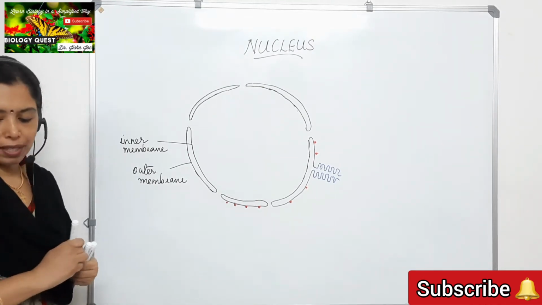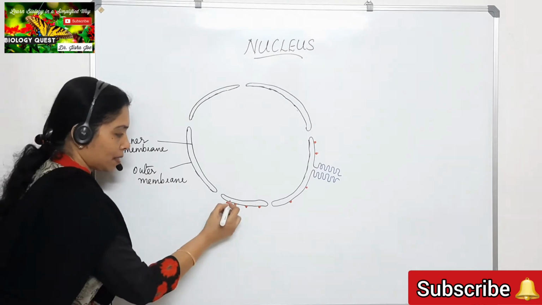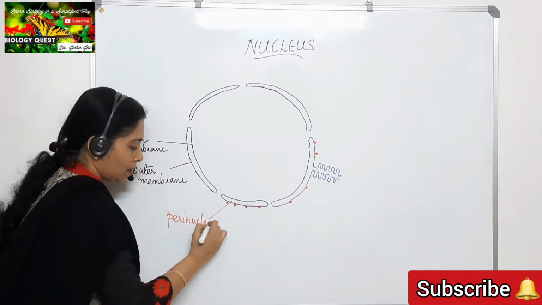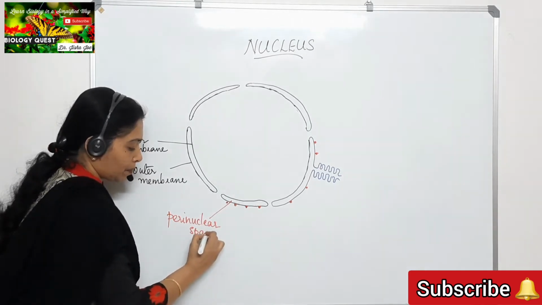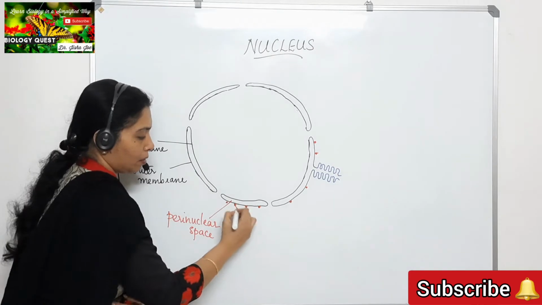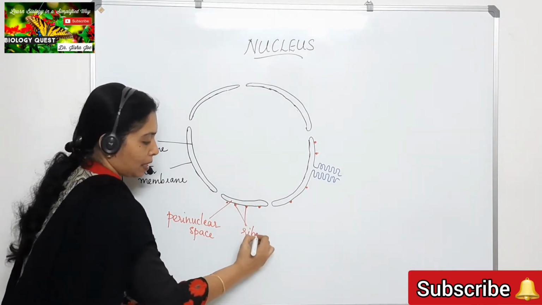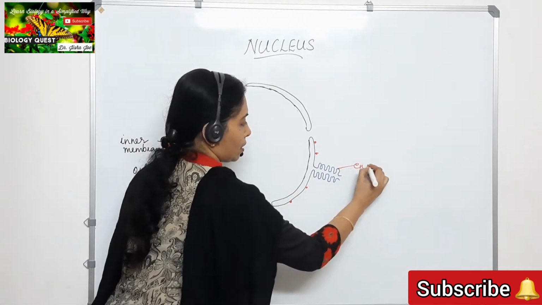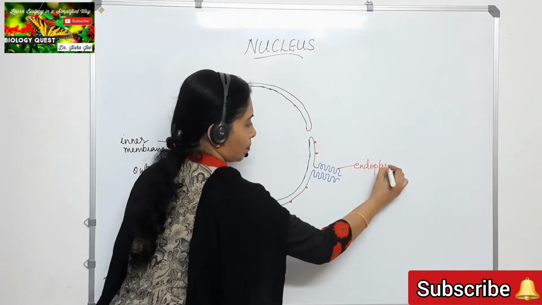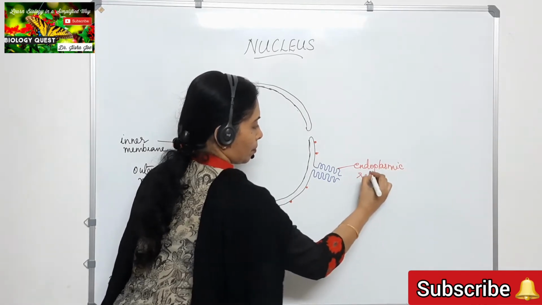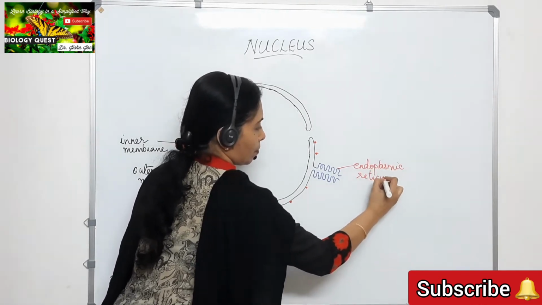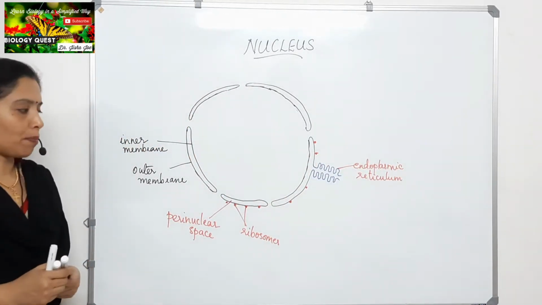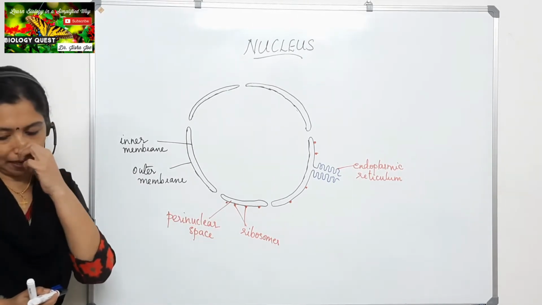This space is called the perinuclear space. These red dots are the ribosomes that are attached. This is the endoplasmic reticulum. So the space between the two membranes is called a perinuclear space.